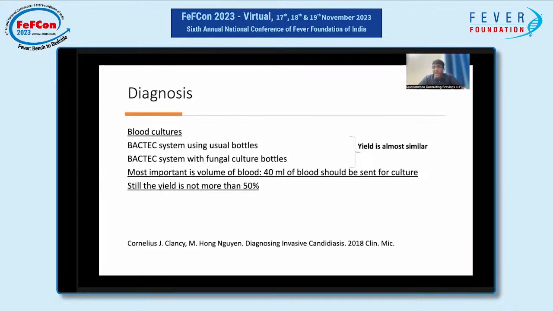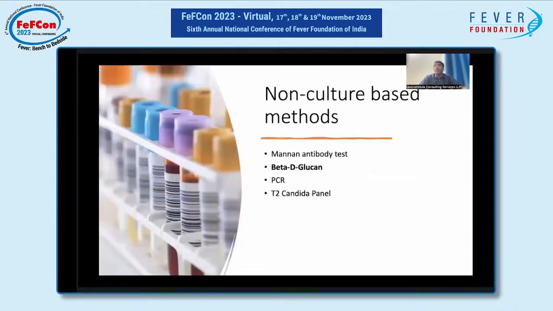Even if you take this, the yield is not going to be more than 50%. So even if you take 2 sets of blood culture, don't expect a candidemia yield of more than 50%. That is the problem with blood culture. The gold standard, but the yield is low.